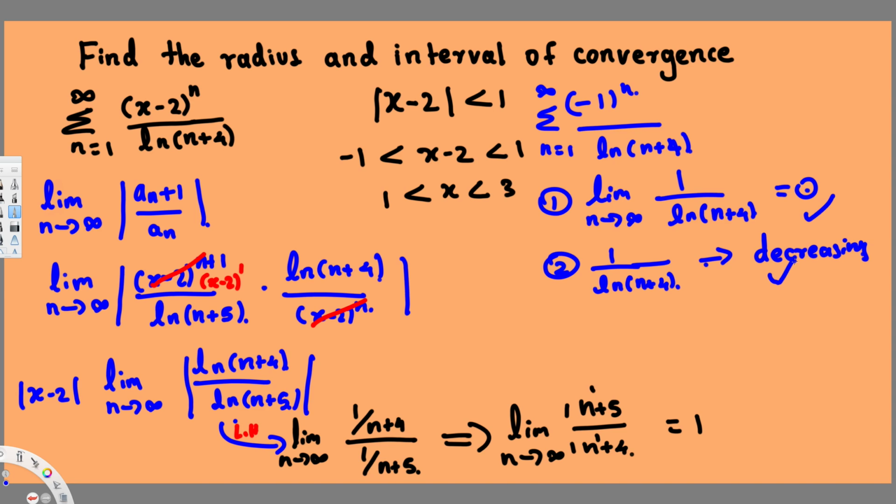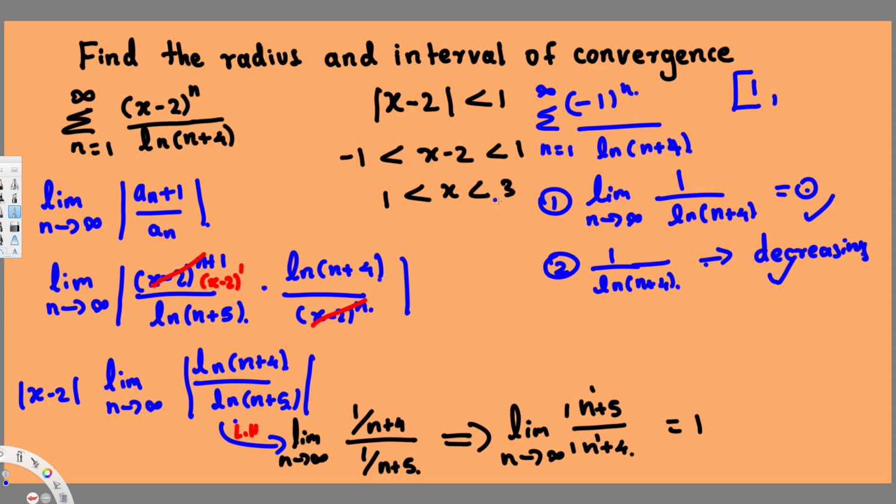So this satisfies both of the convergence tests. So this is a convergent alternating series. Therefore we have to include this one in the interval, so this is going to be a closed bracket. Now we have to find whether this 3 converges or diverges.